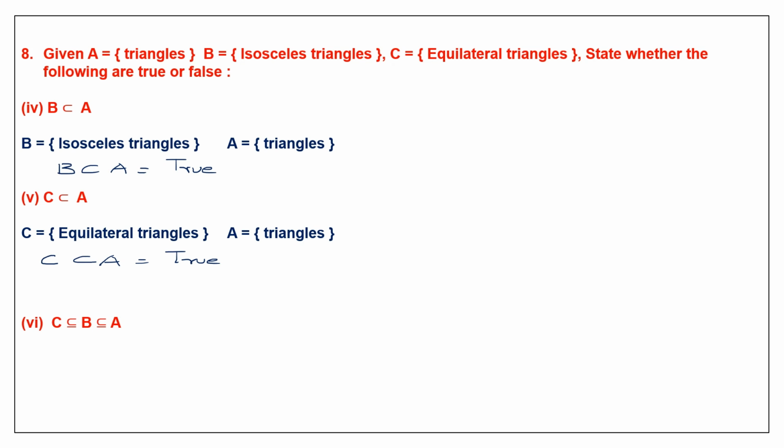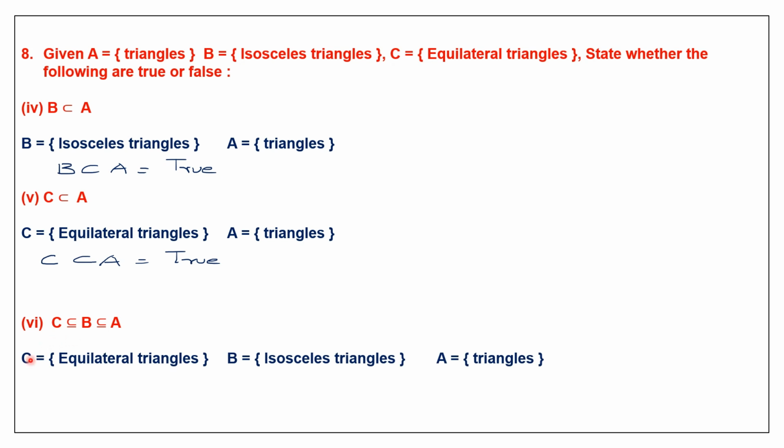The next one says set C is a subset of set B, which is a subset of set A. That means we need to take all three sets into consideration. So we have all three sets. So according to this, set C is a subset of set B.